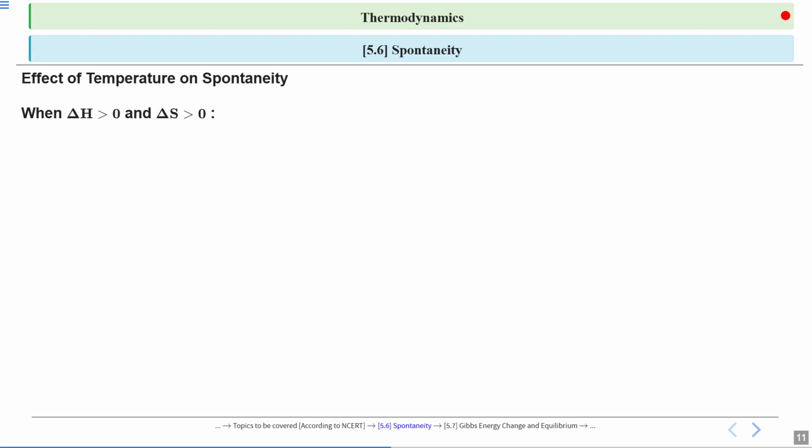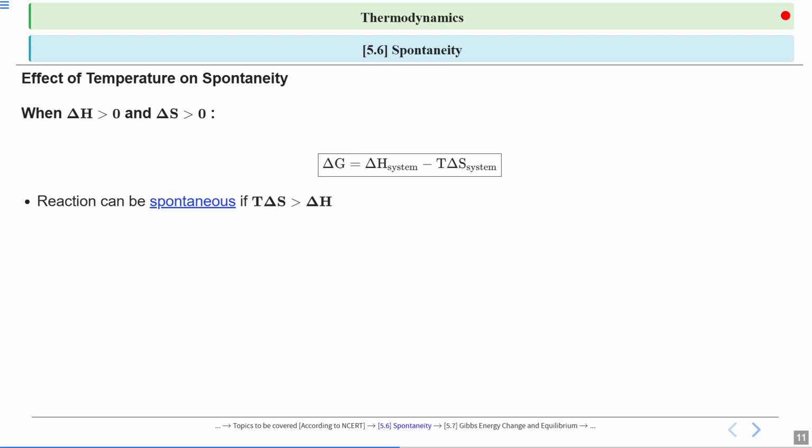The first case is delta H greater than 0 and delta S also greater than 0. Then what can we say? If you look at the equation, the reaction can be spontaneous only when T delta S is greater than delta H. How are we saying it? See here, if your delta H is greater than 0, this term is greater than 0. Now, if your delta S is greater than 0, then your whole product will be greater than 0, but we have a negative sign in between.